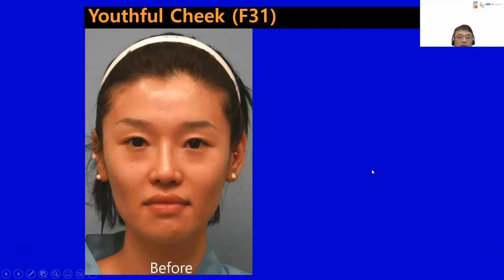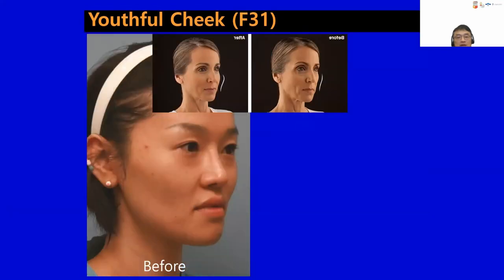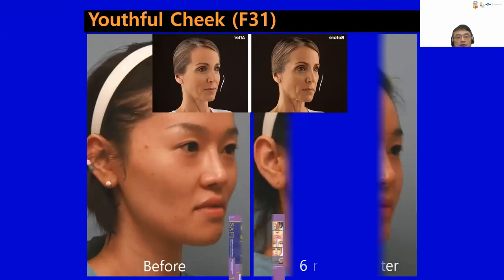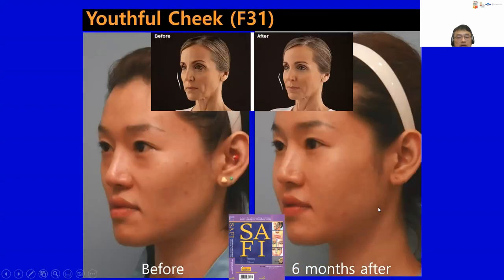This 30-year-old woman wanted a charming, softer facial contour, and this is 6 months after. Her midface looked like an apple, so you can see the change of the contour from the oblique view, before and after. At 6 months, the midface volume changed without any sagging appearance. On the opposite oblique view, you can see the change of midface contour, and even though the volume increased a lot, there's no sagging appearance.